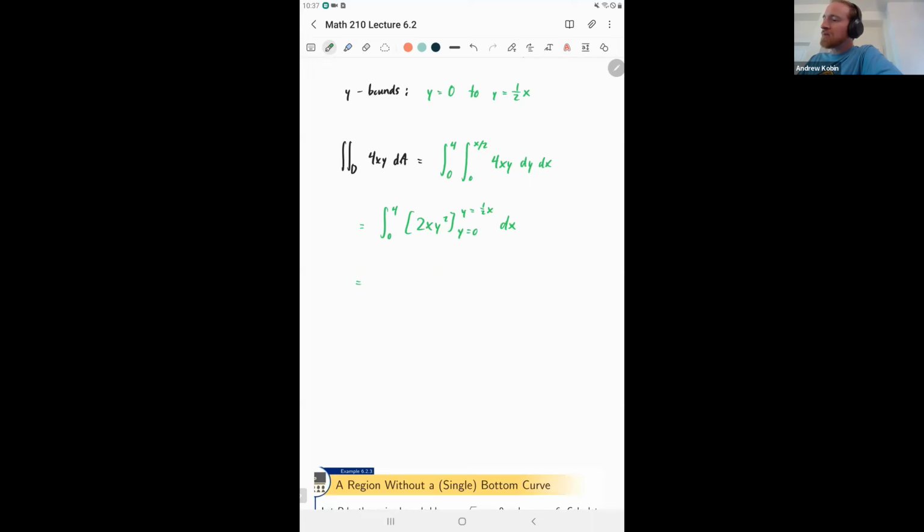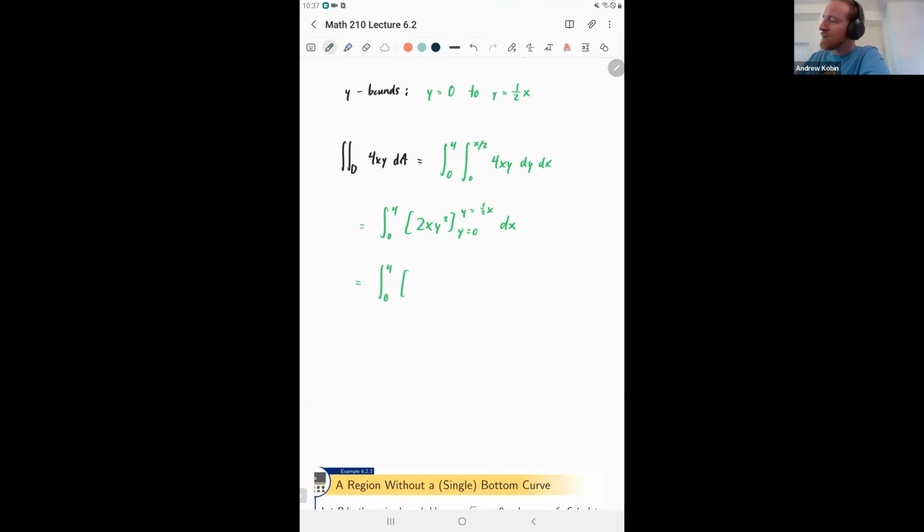this inner expression by plugging in y equals 1/2 x and y equals 0. This is just the same as our ordinary fundamental theorem of calculus, where you plug in the bounds and subtract the results, except our bounds now involve variables. But that's okay. This is a multivariable function. It's really doing a substitution. So let me still leave the outer stuff alone.